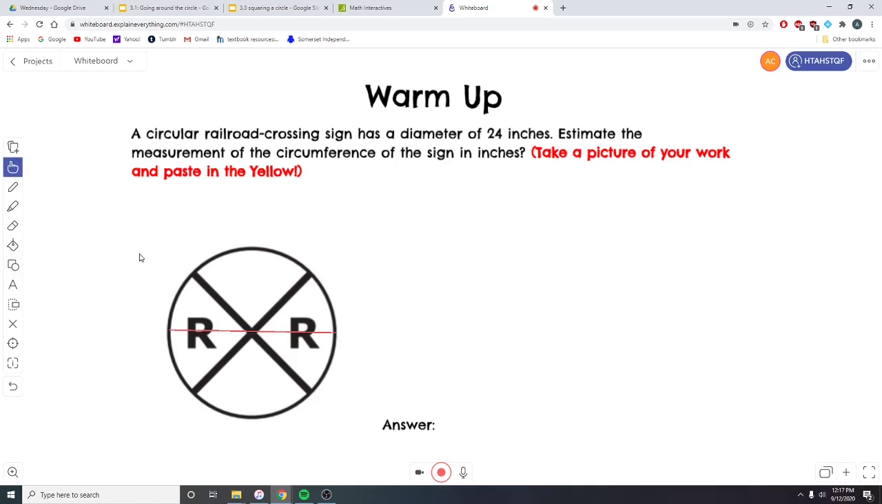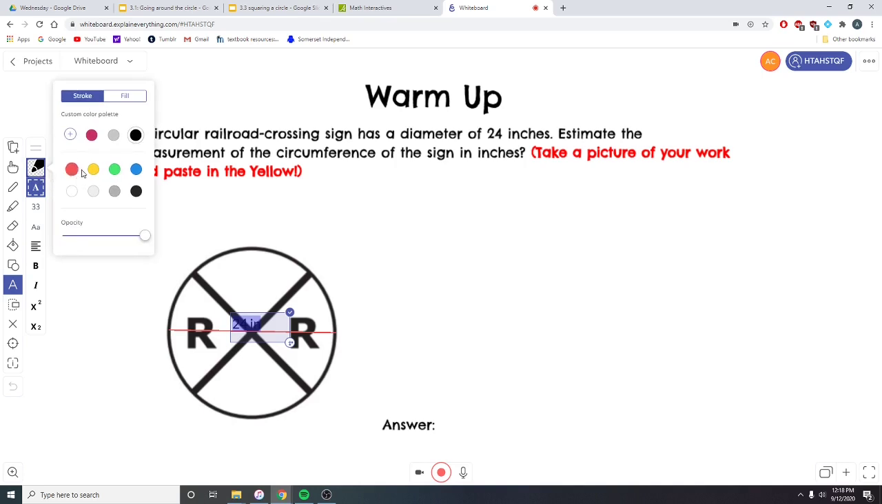The question says that this line, if you measure it, is going to be 24 inches. I'm going to put that in red so you can see that better. This line in the middle is 24 inches. Now you have to remember, this is going to be the easiest part of this kind of question.